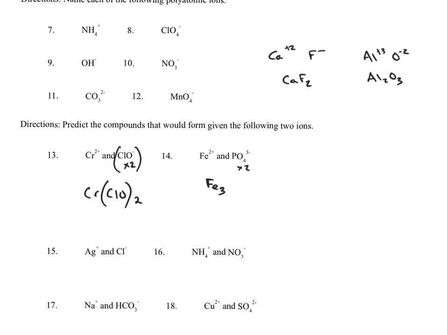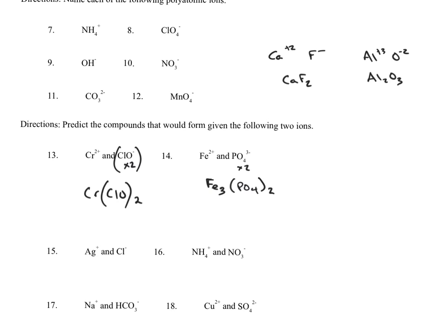So much like what we did over here, I'm going to write the whole polyatomic ion as it is, put it in parentheses, and then put the 2 after it. So it's going to look like PO4, 2. So that formula is Fe3(PO4)2.